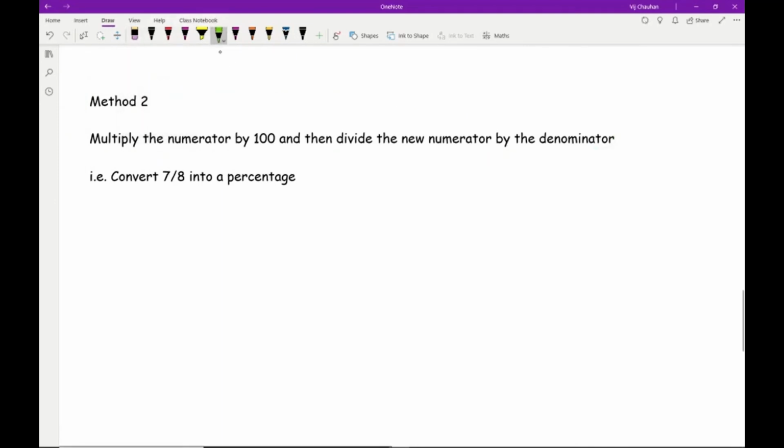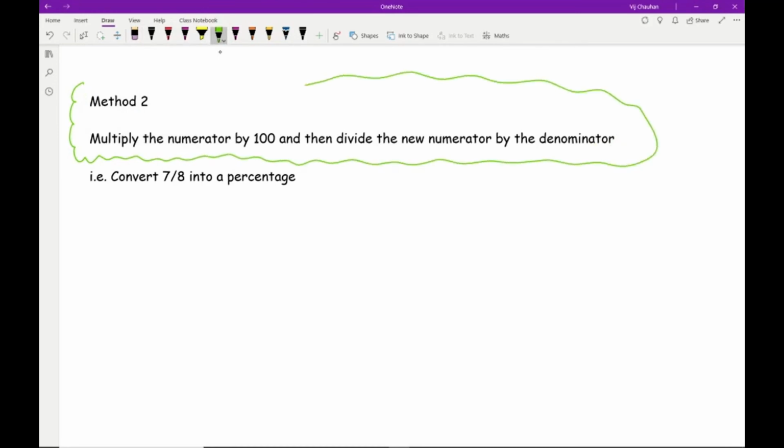Let's try that again. So an example of this is, as you can see, our denominator is not one of those highlighted numbers. So when you haven't got those magic 7 numbers, what we then need to do is multiply the numerator by 100. So that becomes 700 divided by 8. Now what I then want to do is work that out.